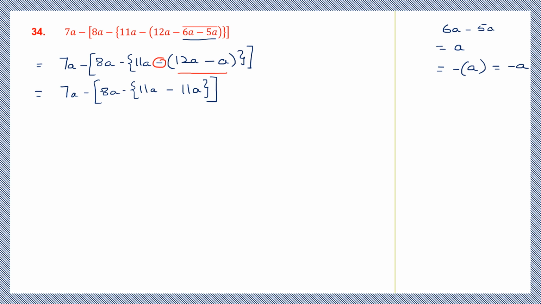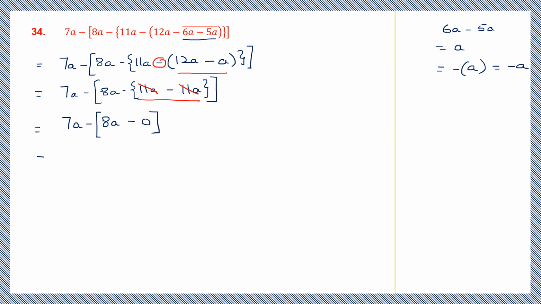So next thing is removal of the curly brackets. So we're going in order. So 7a minus square bracket 8a. Now 11a minus 11a. 11 minus 11 is 0. So this is 0. So here it becomes minus 0.